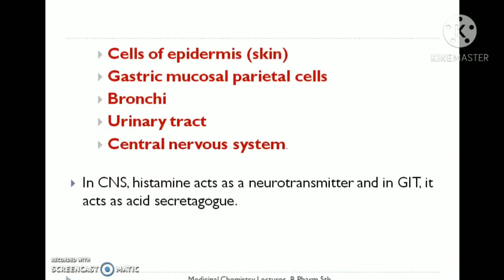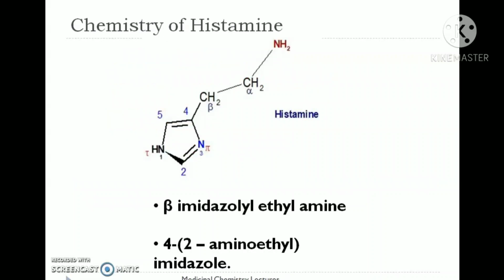That is the cells of epidermis, that is in skin, in the gastric mucosal cells, then in the bronchi of the lungs, urinary tract, etc. They are also present in the central nervous system where they act as a neurotransmitter, and in the gastrointestinal tract it acts as an acid secretagogue, that is it increases the acid secretion.